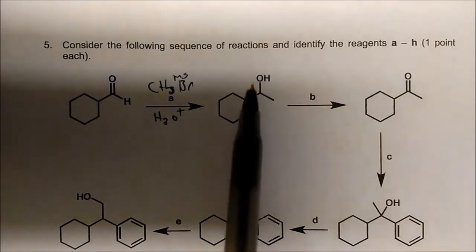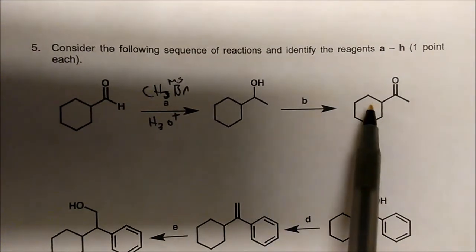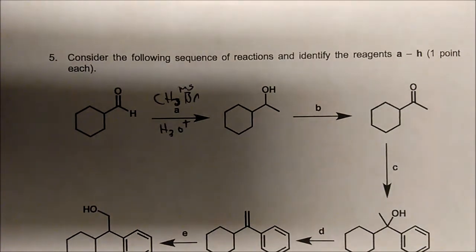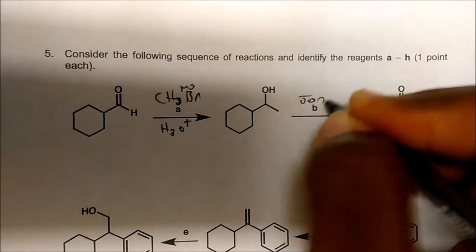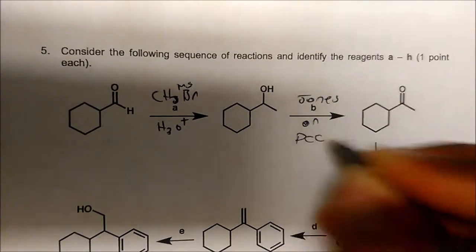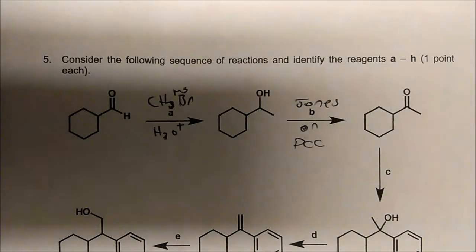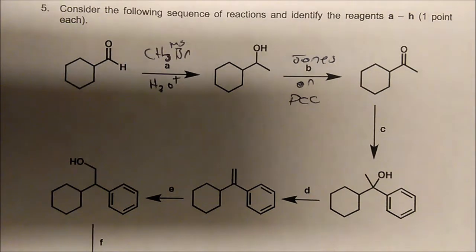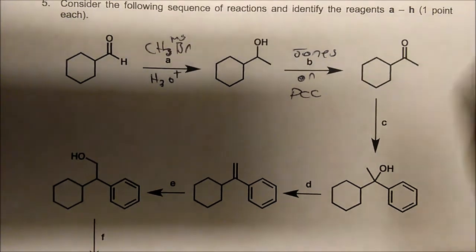Now, I see that I have a secondary alcohol here, and I got to a ketone. Remember we talked about the oxidizing agents? Jones or PCC will work in this case, because remember we said Jones and PCC oxidize secondary alcohols to ketones. So in this case, either of these oxidizing agents will work.